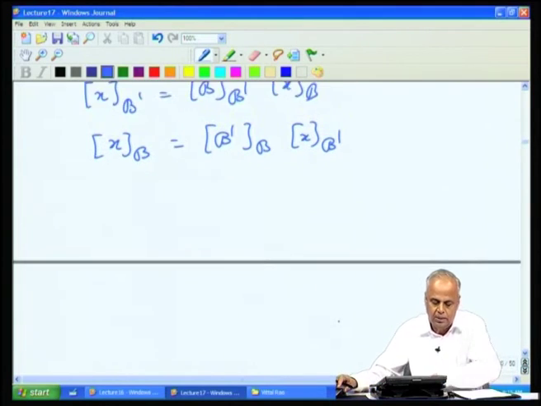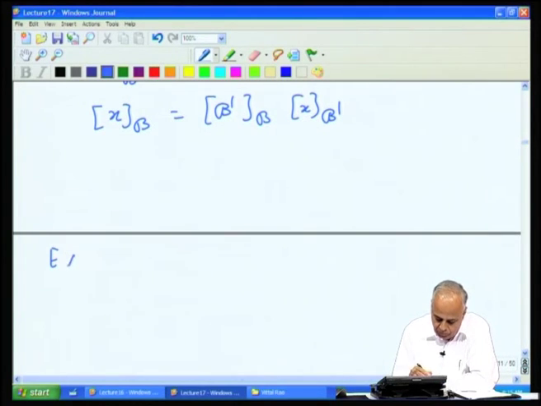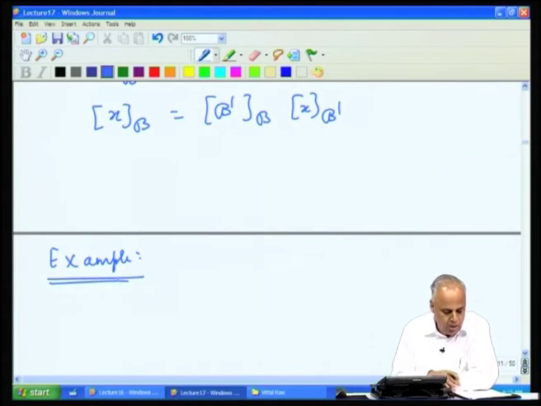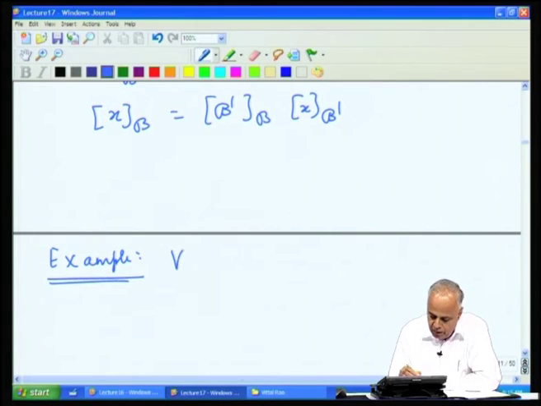Let us look at a simple example. Let us look at the space V equal to F^3.